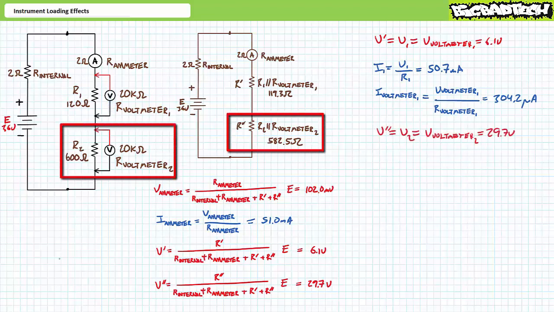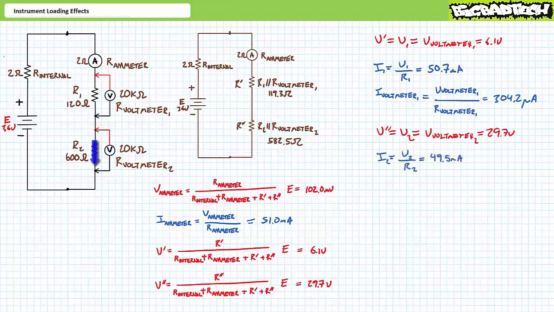Again, voltage across elements in parallel is the same. V double prime equals V2, which equals the voltage across the non-ideal voltmeter 2, and they all equal 29.7 volts. An application of Ohm's law demonstrates that I2 is 49.5 milliamperes, and another application of Ohm's law demonstrates that 1.5 milliamperes is routed around R2 through the non-ideal voltmeter 2.